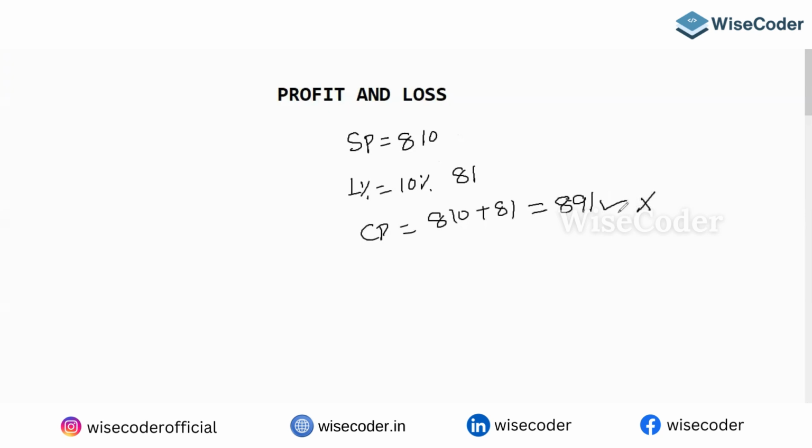Why is this wrong? You need to understand. Because profit or loss is always calculated only on cost price, not on selling price. 810 is the selling price. So profit or loss is always calculated only on cost price. That is the main point, so please write down a note.